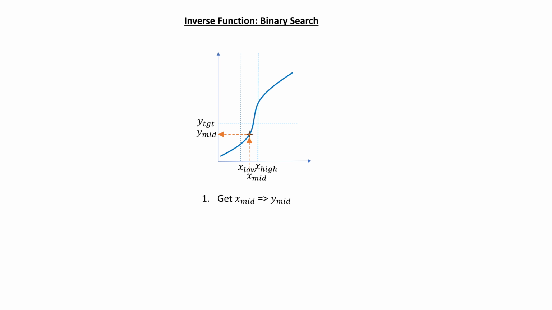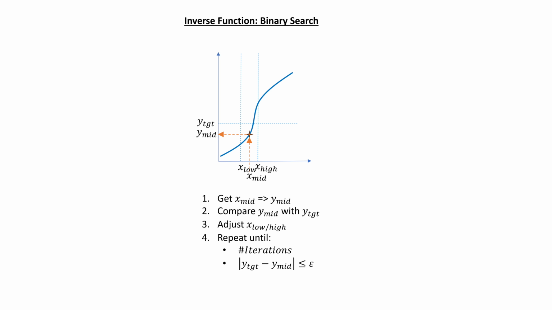So in short, we get our x mid. Then from that we determine the y mid, compare that with the target value, adjust the lower or upper bound correspondingly, and then we just repeat this until either we have reached a limit for our iteration count, we have gotten close enough to our target value, or potentially when we're working with fixed point operations, we have no range left.